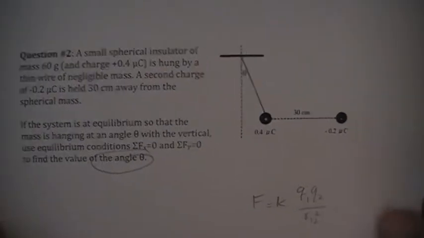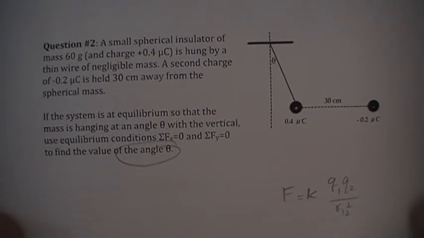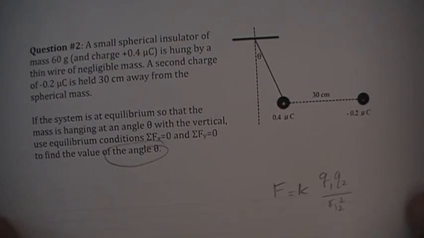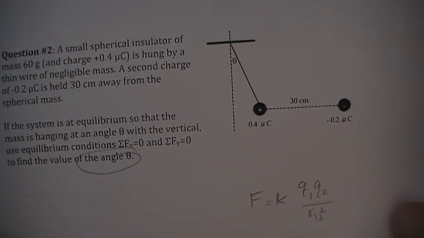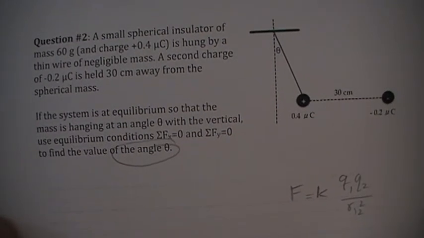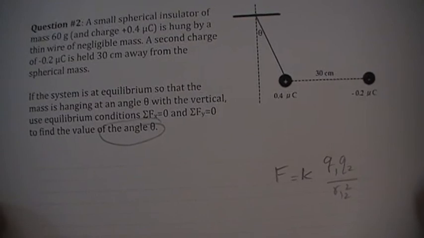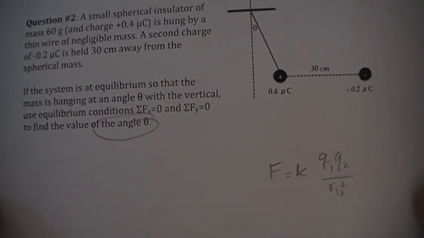the first problem. Now the second problem, this is the one that some people had difficulty with. Let me just use a piece of paper here. Let me just read it with you. It says that a small spherical insulator of mass equal to 60 grams, and it has a charge of 0.4 positive microcoulombs, is hung by a thin wire of negligible mass, so the wire does not have any effect here. And then a second charge, which is negative 0.2 microcoulombs, is held about 30 centimeters away from the mass. If the system is at equilibrium, find the angle theta with the vertical, so that he wants you to use equilibrium conditions.